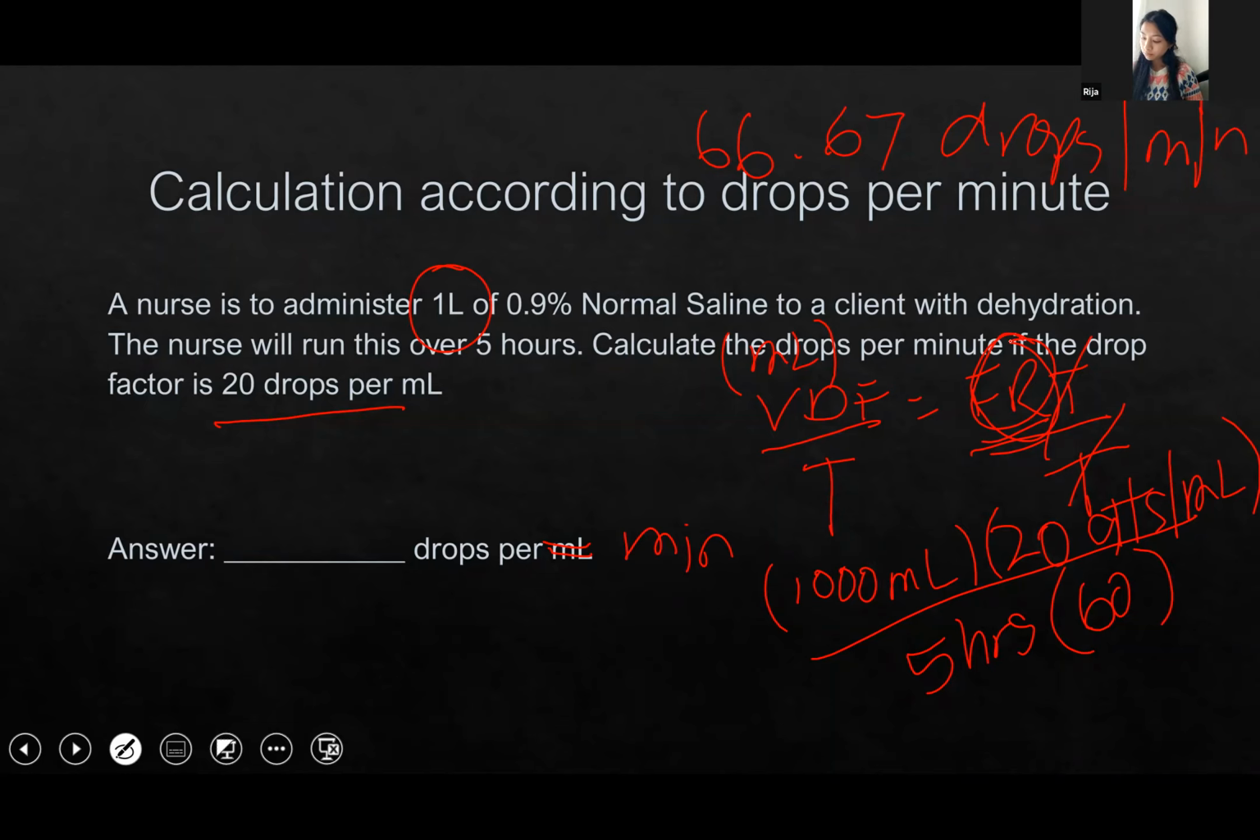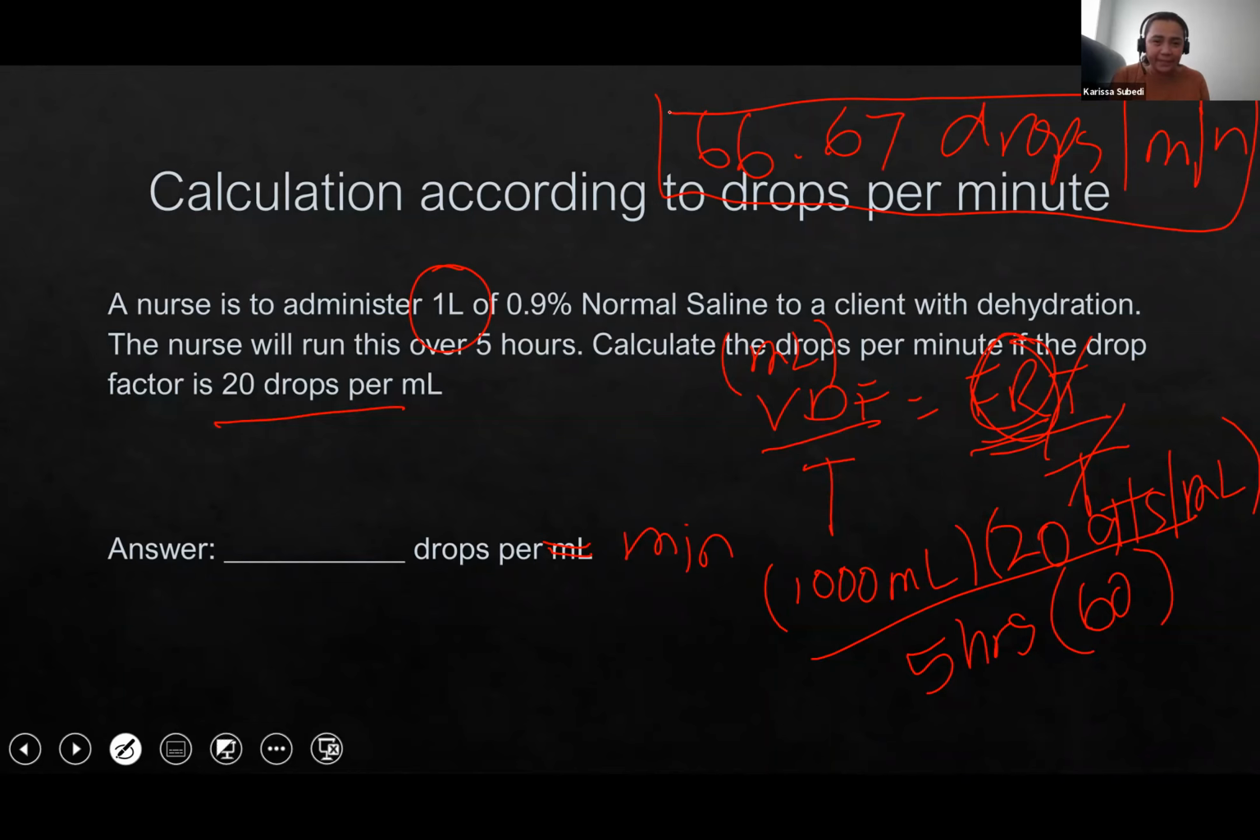Now, 1,000 is your volume, 20 drops per mil is your drop factor, and 5 hours is your time. But we need that time to be in minutes, so we multiply that by 60. So if you multiply 1,000 by 20, it's 20,000 divided by 5 times 60, which is 300. You will get an answer of 66.67 drops per minute. Is that correct? I get it now. Yes. Beautiful.